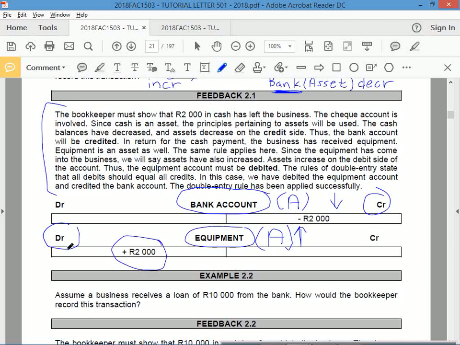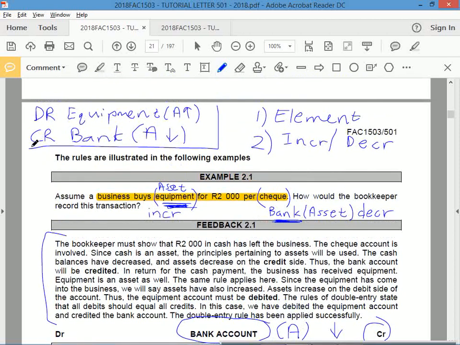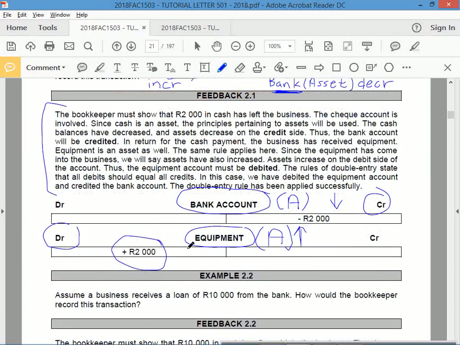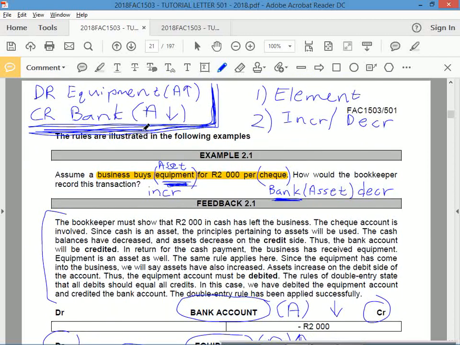You can write it like that in a T account, or you can just write it like this. Either makes no difference. This is better because you can use this in different applications. This is only for a T account. This can be used for journals, for ledger, for whatever. Debit equipment asset increase, credit bank asset decrease. That's everything that I need. What is that? That's the analysis. By writing that down, you know what that transaction is saying.